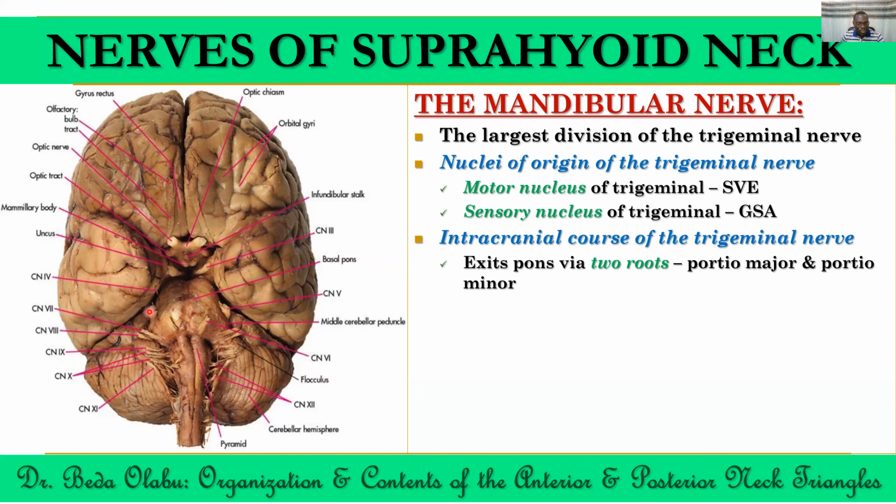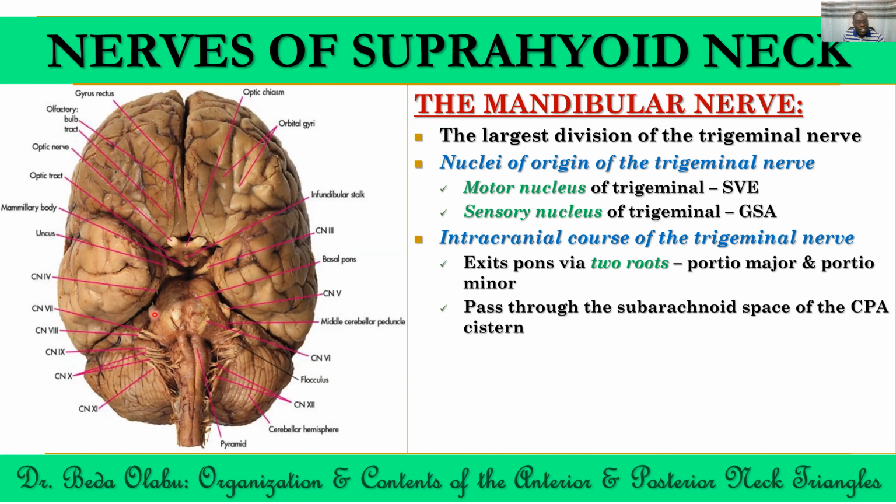As it exits the pons, it exits via two routes. There's a big one and a small one. The big one is called the portio major, and this portio major is the sensory root of the trigeminal nerve. The smaller component is called the portio minor, which is the motor root of the trigeminal nerve.